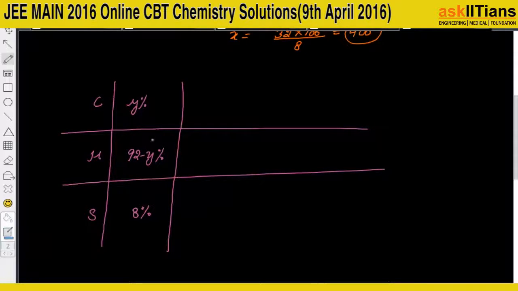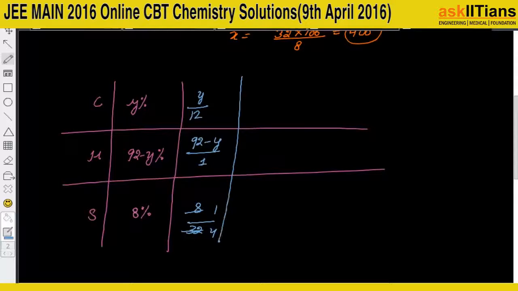Now once we have written this, I ask you to divide it by the molar weight. So you have carbon as Y by 12. Here it comes out to be 92 minus Y by 1, and here it comes out to be 8 divided by 32, which comes out to be 1 by 4 in this particular case. If I ask you to divide it by the simplest ratio, this comes out to be Y by 3. This again comes out to be 92 minus Y into 4, and this comes out to be 1. So I am simply multiplying it with 4.